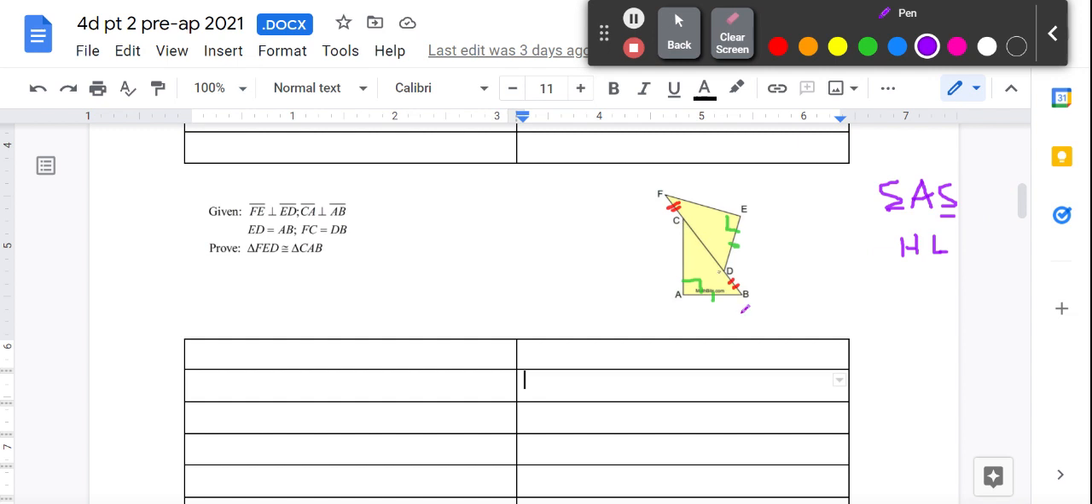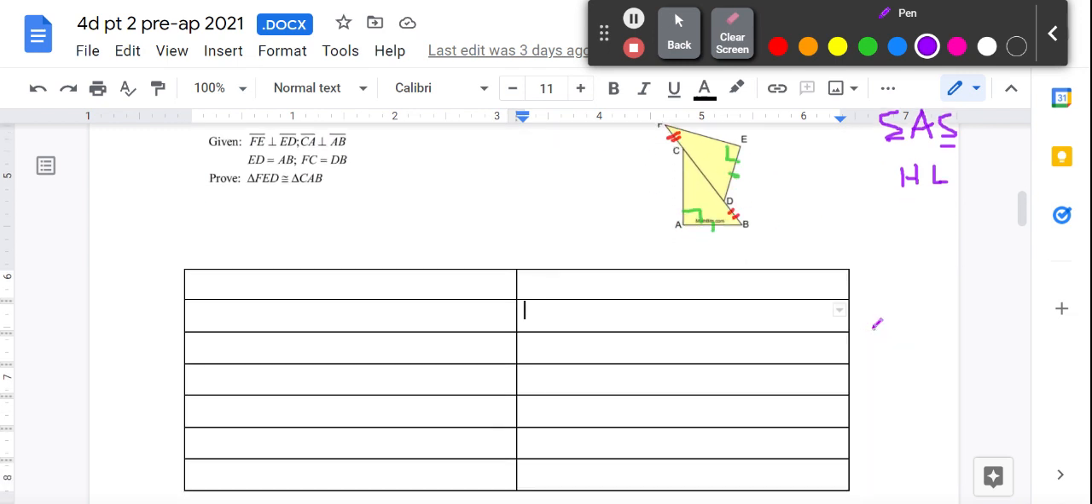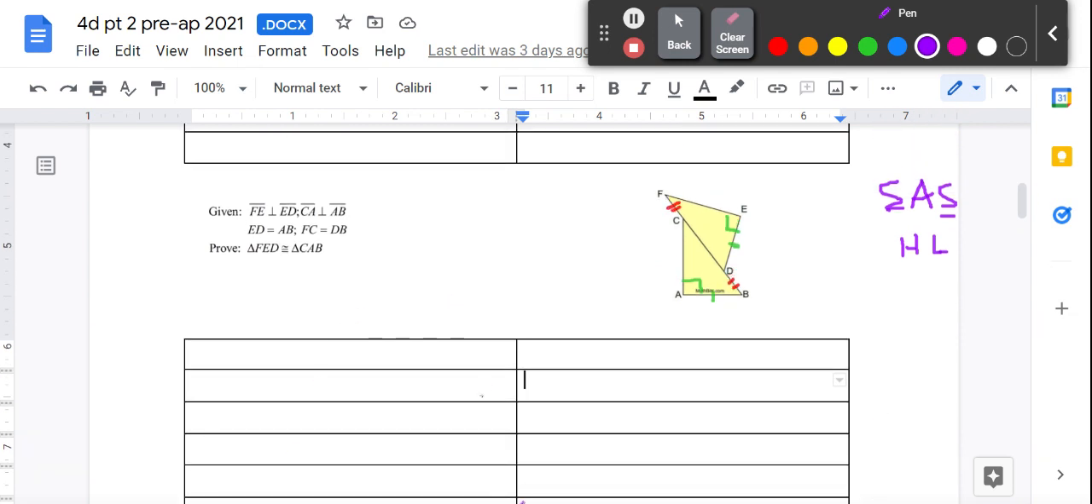However, hypotenuse leg. Okay. So this triangle CAB has a hypotenuse of CB, and this triangle FED has a hypotenuse of FD, which I think we can kind of use. Okay, so that's where we're going to begin here.